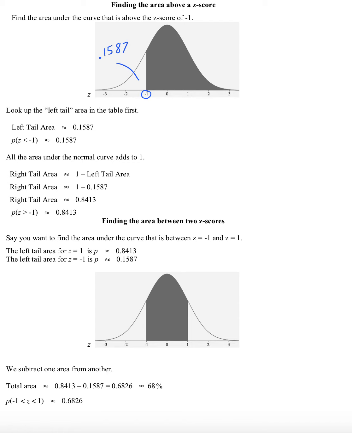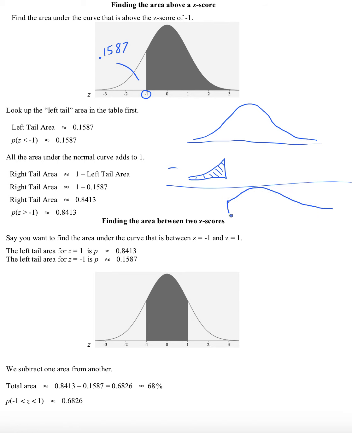Since the whole curve is a probability or an area of 1, then what we'll want to do is 1 minus the 0.1587. The idea is if you have a normal curve-shaped area and you subtract off a little piece that you don't want, then you'll be left with the part that you do want, which would be shaped like this.